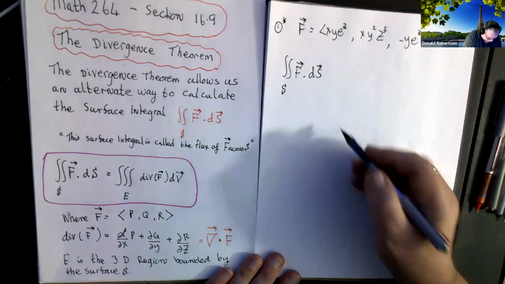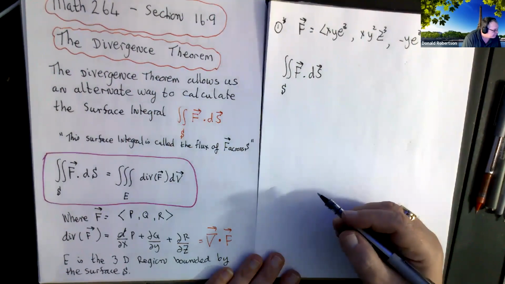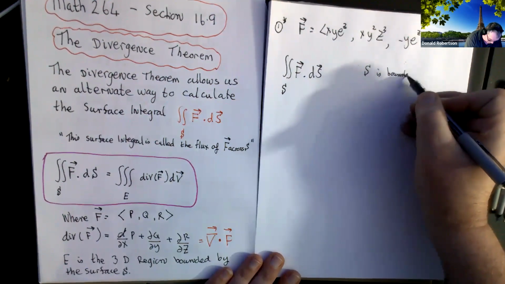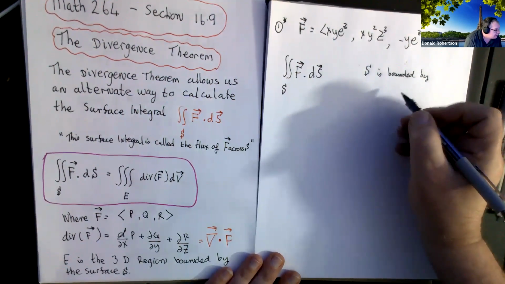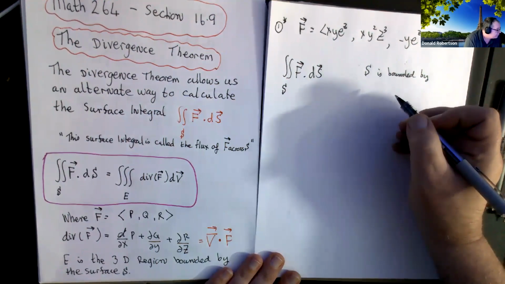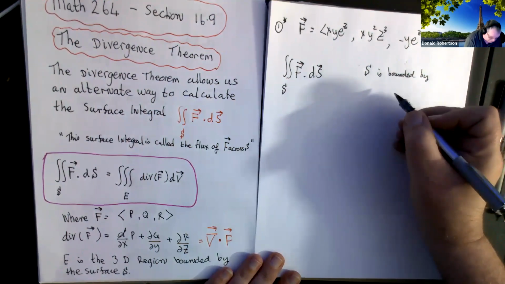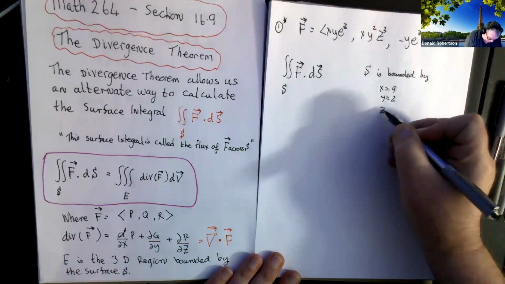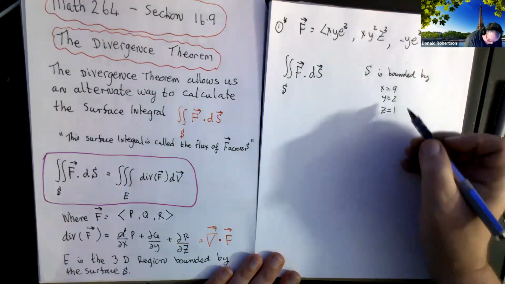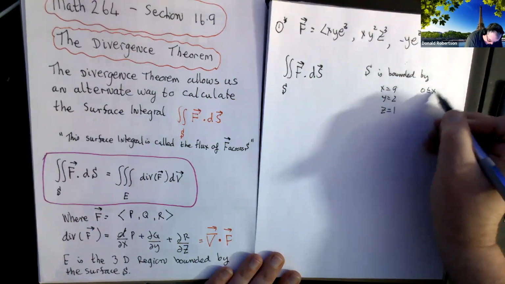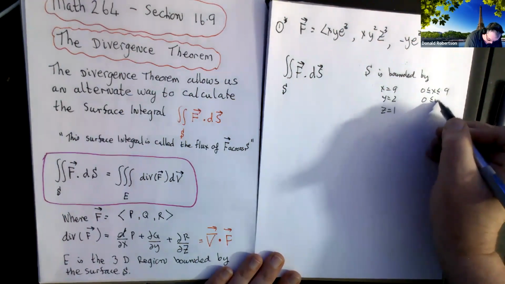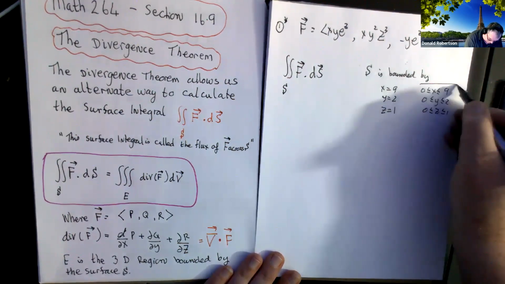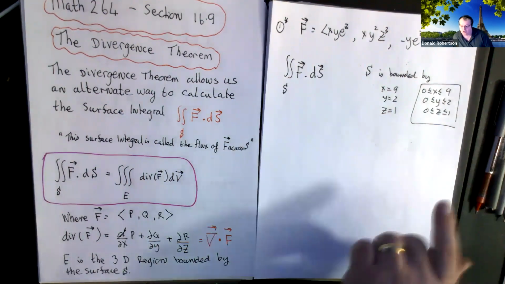So what have we got here? Well, this guy is what we want, and they tell us who S is. S is bounded by, they tell you it's the coordinate planes, and the planes that they tell us are x equals 9, y equals 2, and z equals 1. And what they don't tell you, but they should have, is that you need to have a start value or else the integrals don't mean anything. So basically, those are the limits of integration caused by this box.